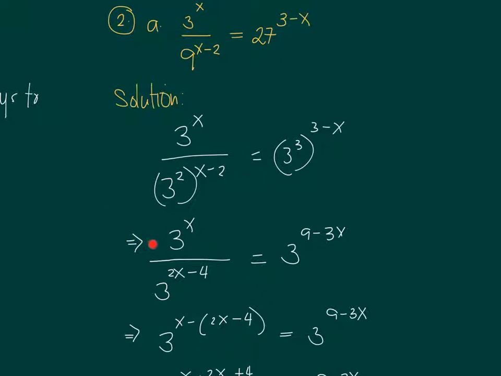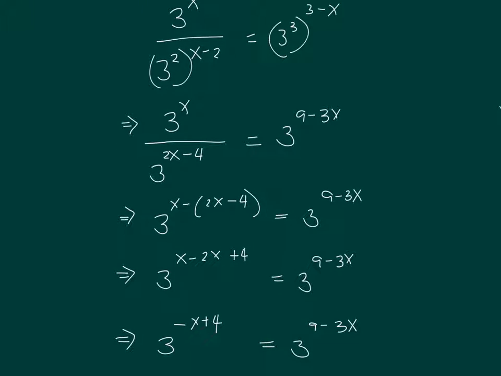So 3 to the x stays as 3 to the x, but 3 squared to the x minus 2. This is a case of a power and a power. When you have a power and a power, you have to multiply the exponents. So you have 2 times x is 2x, and then 2 times 2 is 4, with a minus sign. On the other side, we apply the same idea. So 3 times 3 is 9, and then 3 times x is 3x, with a minus sign.